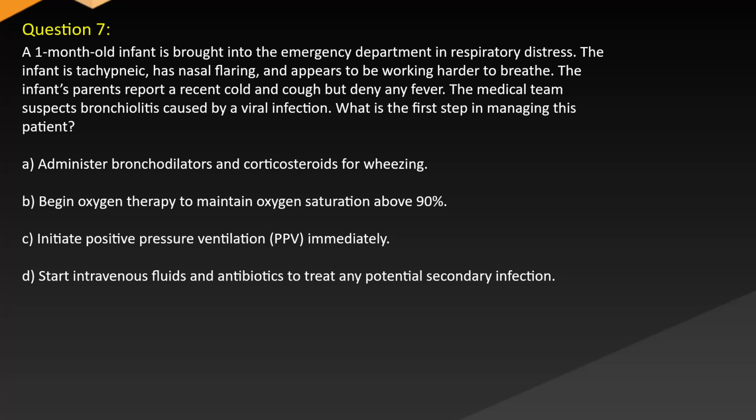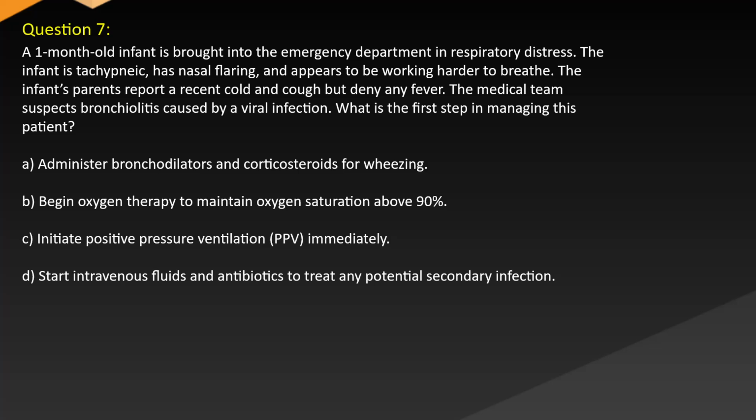Question 7. A 1-month-old infant is brought into the emergency department in respiratory distress. The infant is tachypneic, has nasal flaring, and appears to be working harder to breathe. The infant's parents report recent cold and cough but deny any fever. The medical team suspects bronchiolitis caused by viral infection. What is the first step in managing this patient?